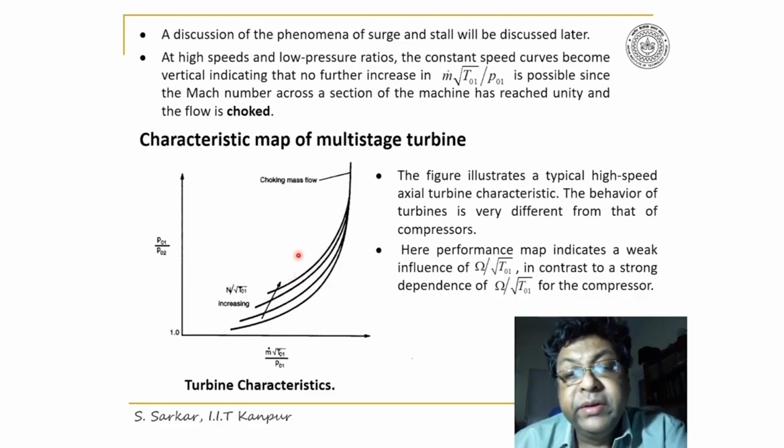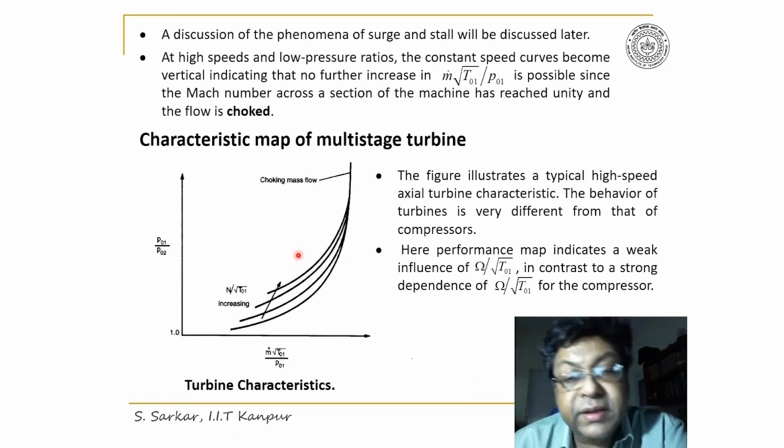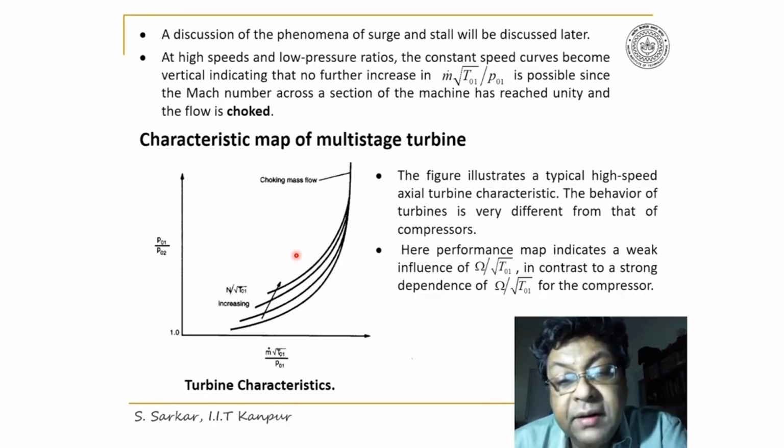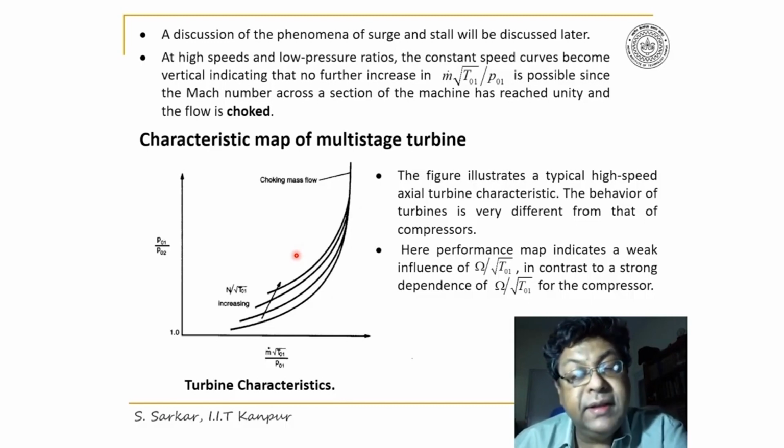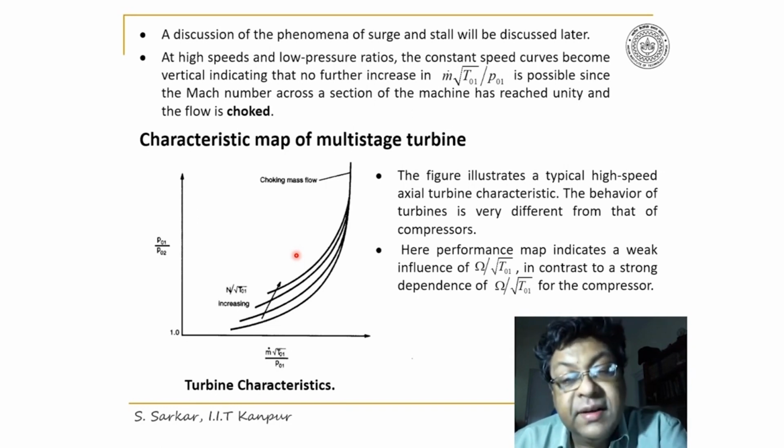Look here, the characteristics map of a turbine is completely different from that of a compressor, where we have seen a strong dependence of speed. However, here a weak influence of speed on characteristics has been observed for a turbine.